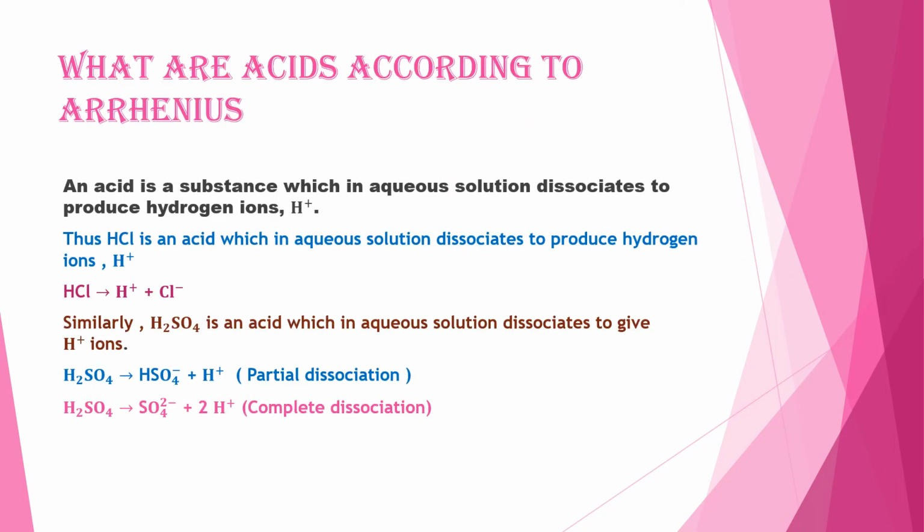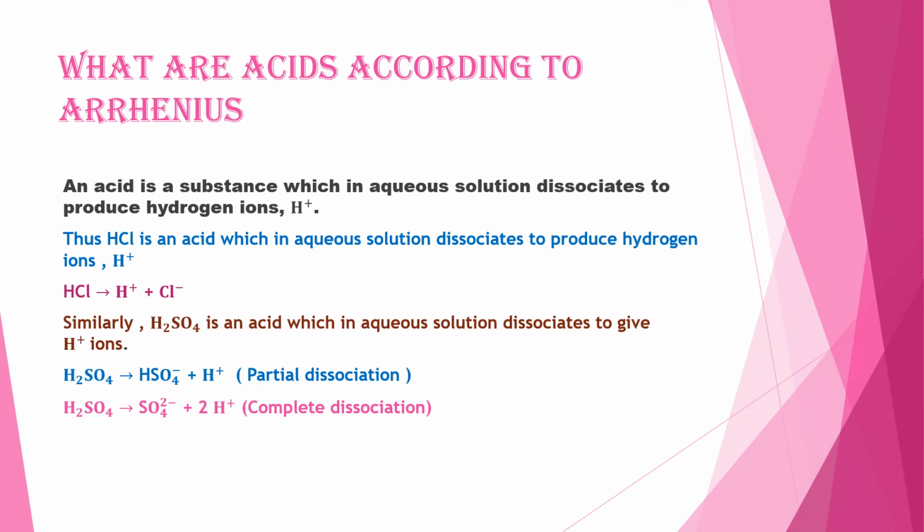Now, what is Arrhenius' concept of acids? According to Arrhenius, an acid is a substance which in aqueous solution dissociates to produce hydrogen ions. An aqueous solution is a solution in which the solvent is water. When an acid is dissolved in an aqueous solution, it dissociates to produce hydrogen ions, H positive. H positive is called hydrogen ions or hydronium ions.